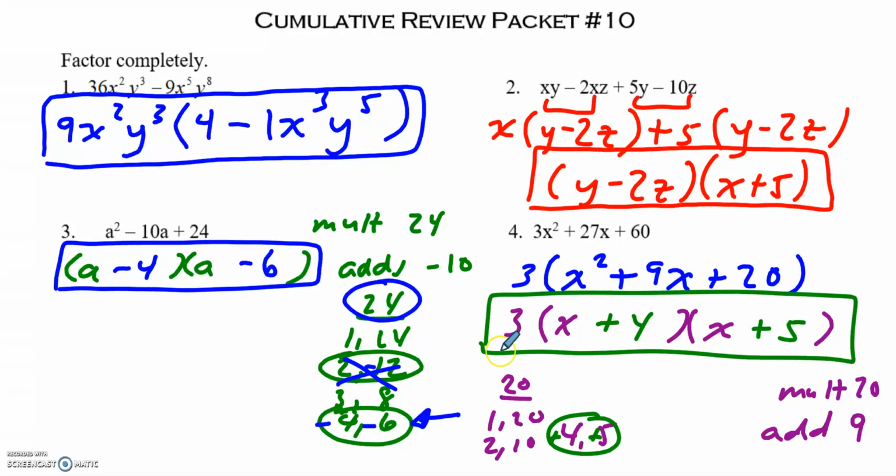And yes, you do need the 3 in your final answer. If you want to make sure that this is correct, like any example here, you could do the distributive property backwards to check to see if you have your original problem.